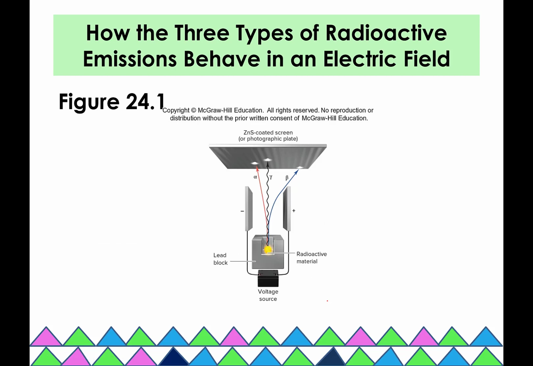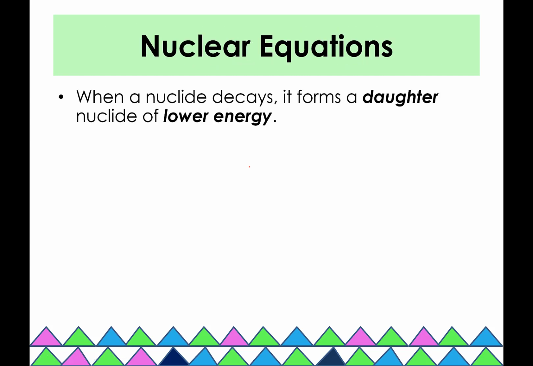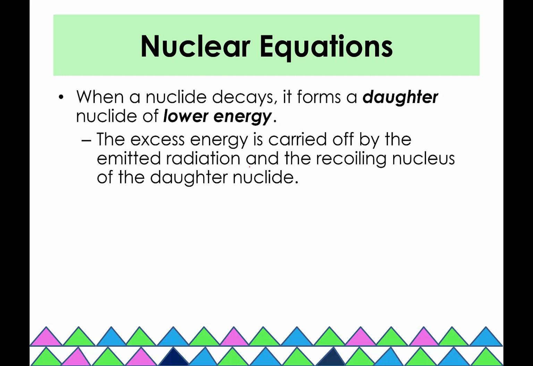This is a figure from your textbook, 24.1, just showing how these different particles behave in an electric field. When a nuclide decays, it forms a daughter nuclide of lower energy. Just like chemical reactions, nuclear reactions take place to decrease the overall potential energy of the system. And just like chemical reactions, we have conservation of energy. That energy is carried off by emitted radiation and the recoiling nucleus of the daughter nuclide.